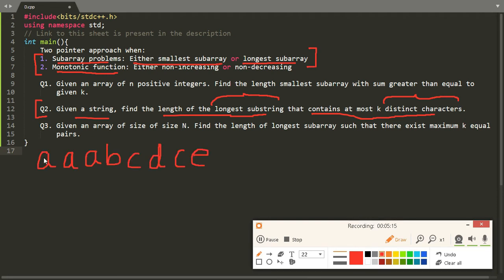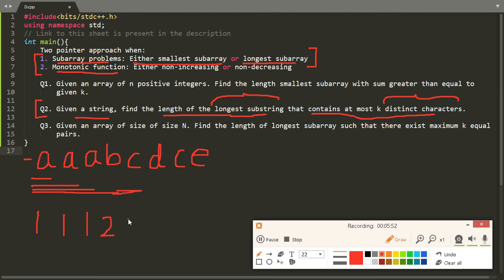Let's take a string as an example. Let's say we are given this string. First we will see the number of distinct characters in this substring. The number of distinct characters is 1. The number of distinct characters in this substring is also 1 because A and A are both the same. Similarly, for this substring, there is 1. From this substring, there are 2 distinct characters.